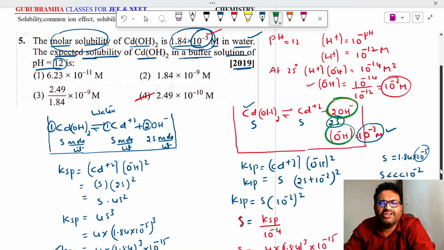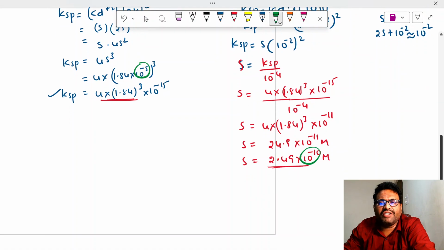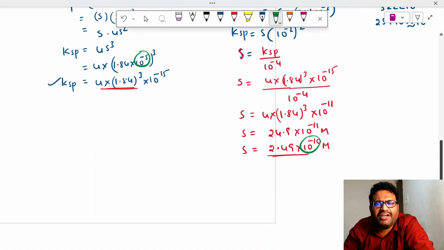So due to common ion, what is happening? Solubility is decreasing. Originally, the solubility is in the range of 10 power minus 5, but here it is in the range of 10 power minus 10. So due to the common ion effect, you need to remember that the solubility of a sparingly soluble salt decreases. Understood? Okay, so let us move to the next question.